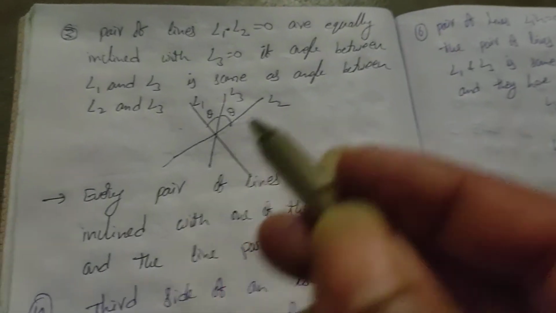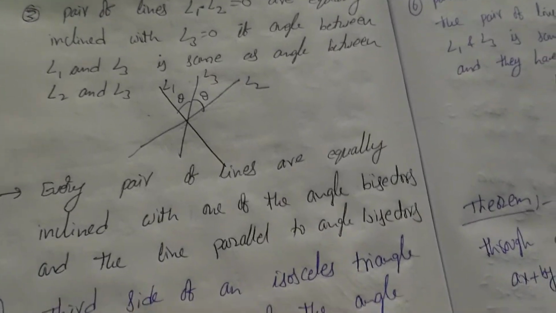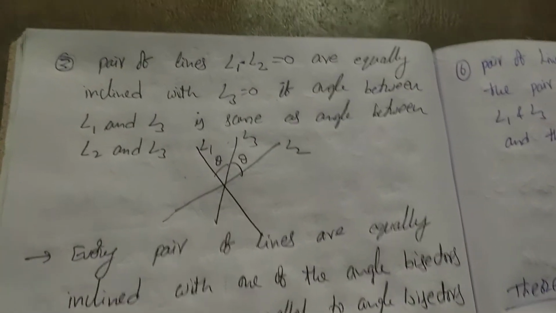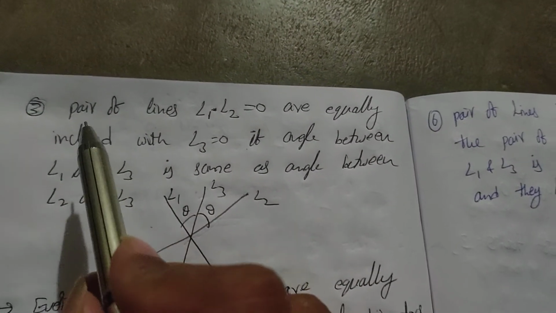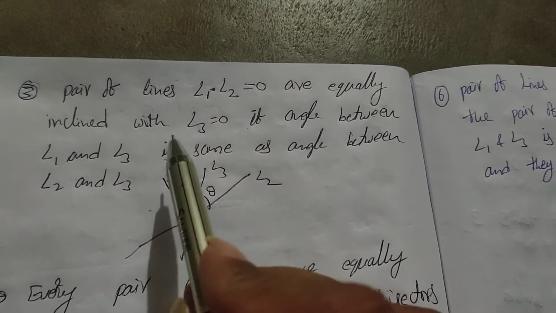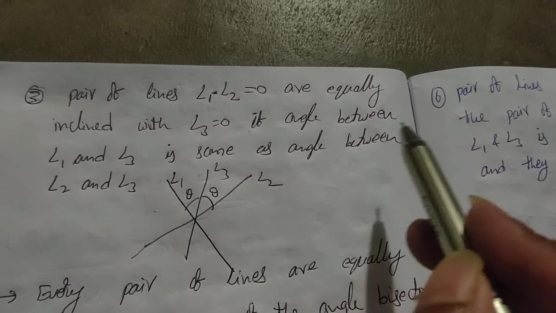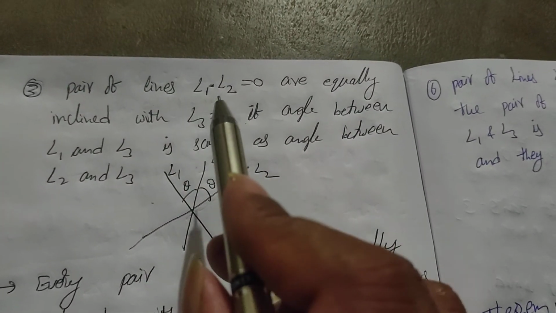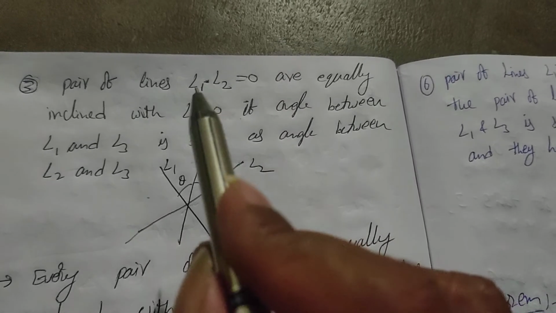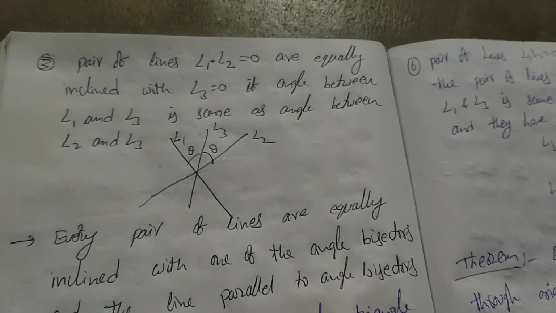Already I gave these formulas in these applications in straight lines, about angular bisectors. Okay, same I am giving here. Pair of lines L1 L2 equal to 0 are equally inclined with L3 equal to 0 if the angle between L1 and L3 is equal to the angle between L2 and L3.